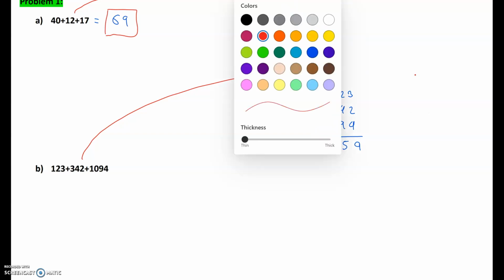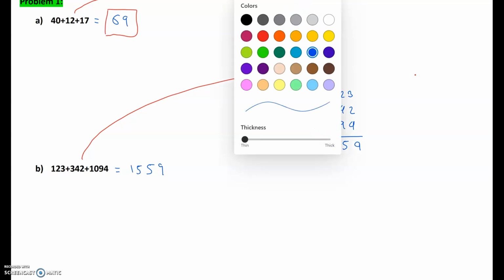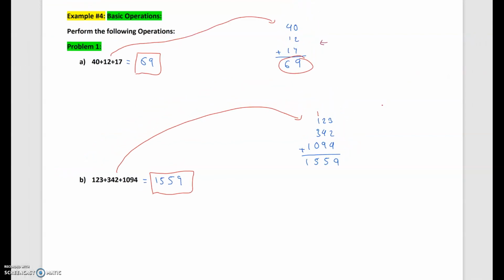And then on the third column, that's going to be a 5, 3, 4, and 5, and then a 1. So I'm getting 1559 for this one. So 1559. Let me fix this 5. And that's actually it. For addition, if you have another way of displaying it, you're welcome to use it.